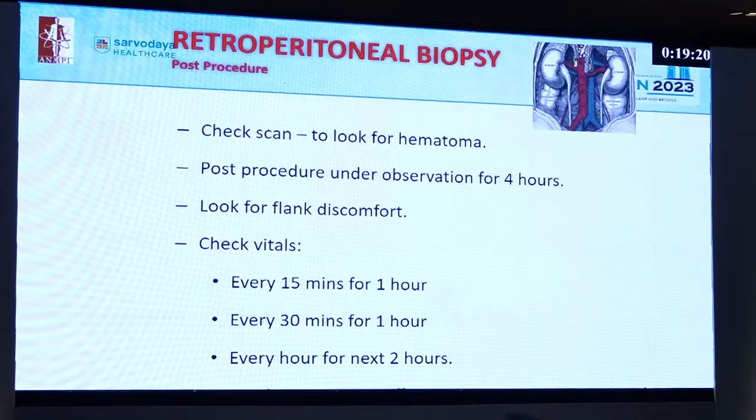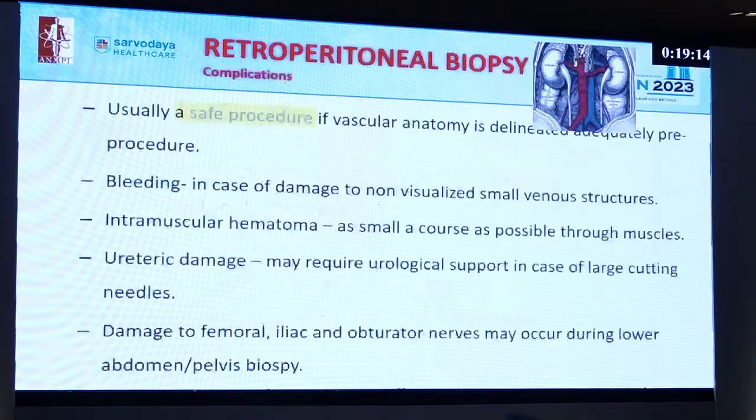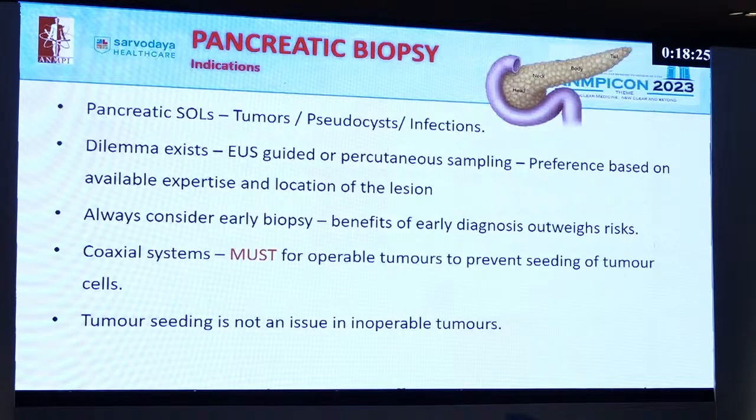Now, coming to the post-procedural care in retroperitoneal biopsy, a check scan is always needed in each and every biopsy. Post-procedure, patients should be kept for observation, and vitals should be checked every 15 minutes for at least 2 hours. The retroperitoneum is usually safe if the vascular anatomy is delineated; you have to know the vessel anatomy. The benefit outweighs the risk. The coaxial system must be used for operable tumors to prevent seeding of the cells. Tumor seeding is not an issue in inoperable patients.